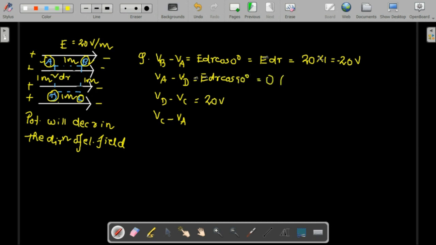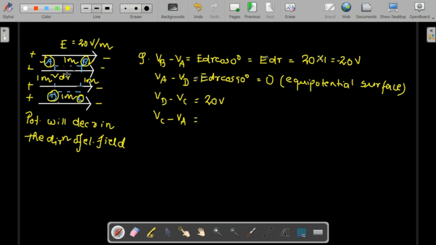In other words, we can also say that this is actually an equipotential surface. Why equipotential? Because the potential here and here are the same. So it is an equipotential surface.